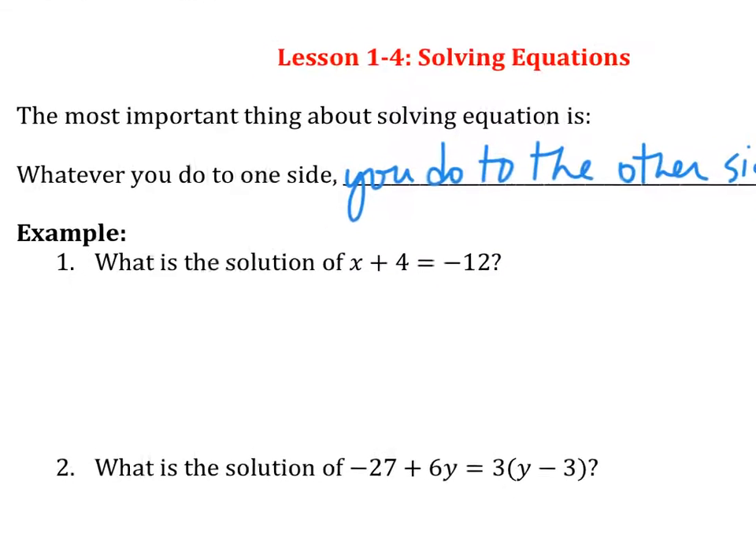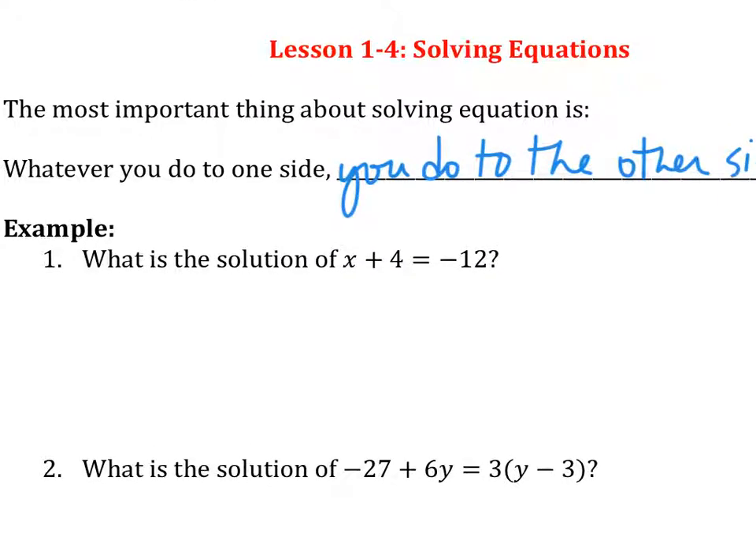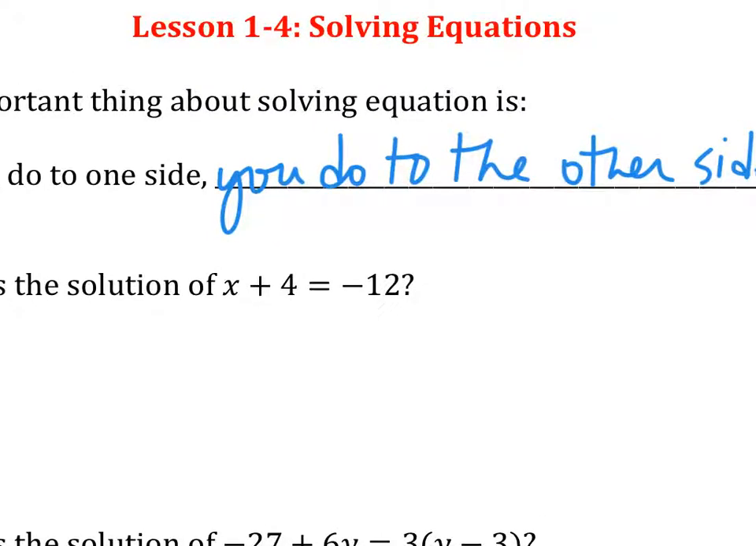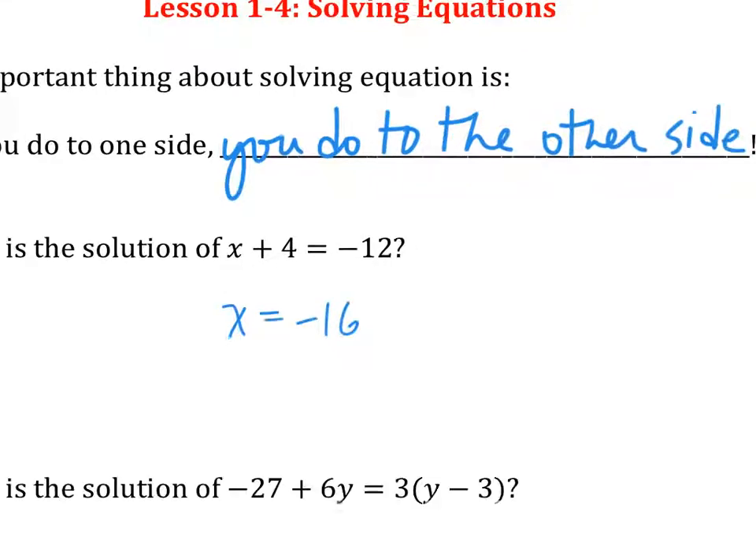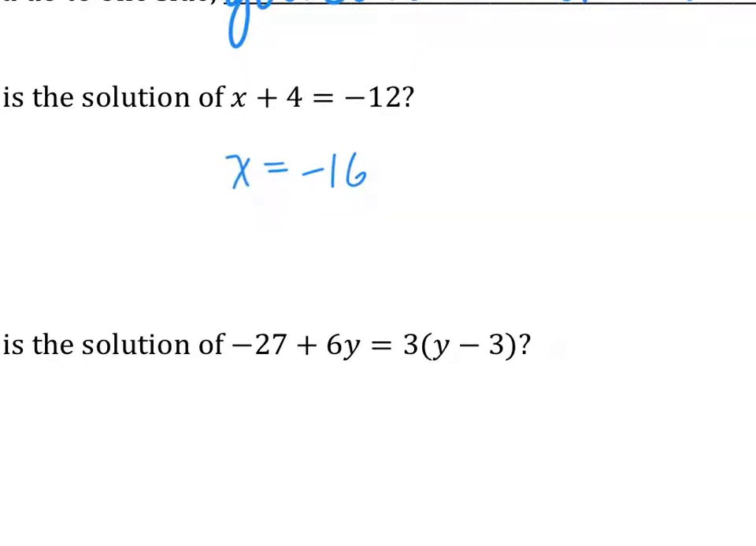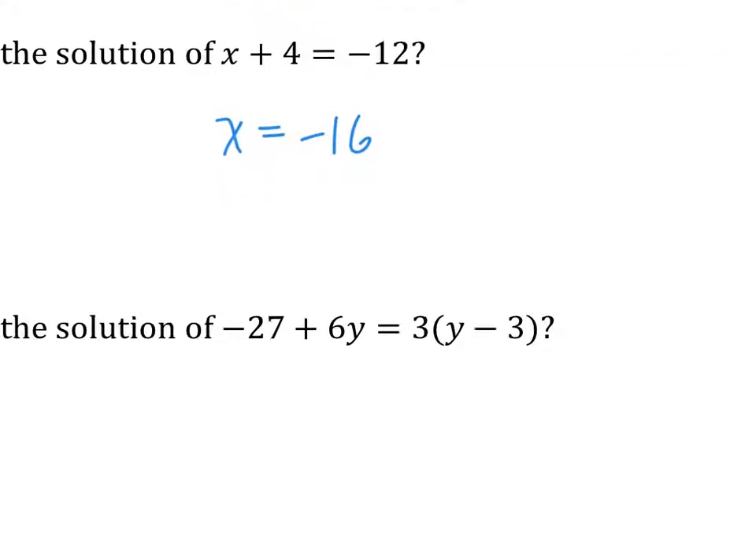So let's do one that's really easy. X plus 4 is equal to negative 12. So what is x? X is negative 16. Negative 16. Why? How did you do that? You subtract the 4 on both sides. Yeah, subtract 4 on both sides, right? Okay, what about this one? Next one. How do you solve this one? What do you have to do first?